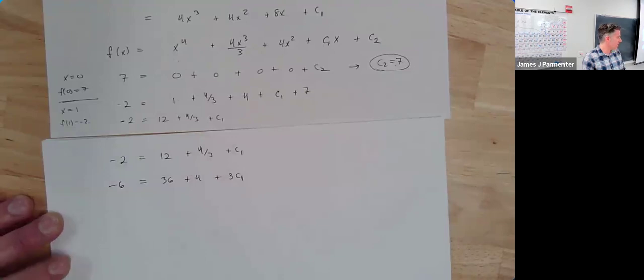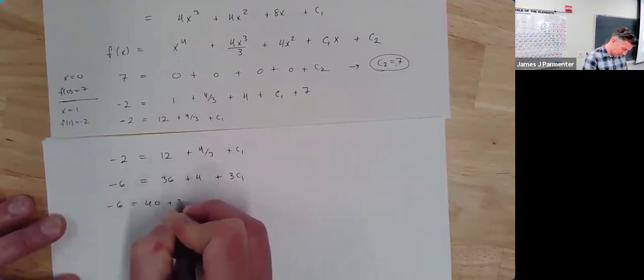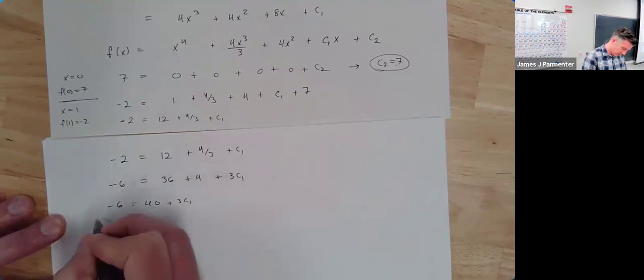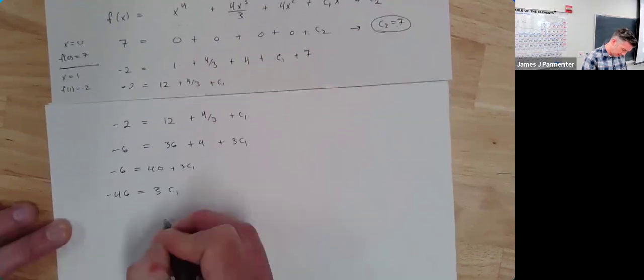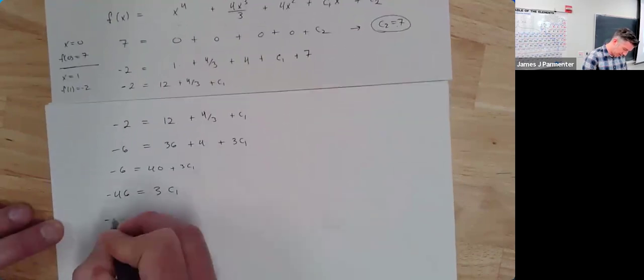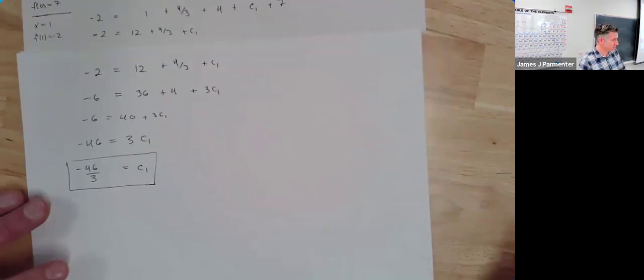And now my life just got a lot better, I think. So then -6 equals 40 plus 3 times C1. Subtract 40, -46 equals 3 times C1. And C1 is unfortunately something not very lovely, but it's -46 divided by 3. Not the best thing ever, but sometimes you get not nice numbers.